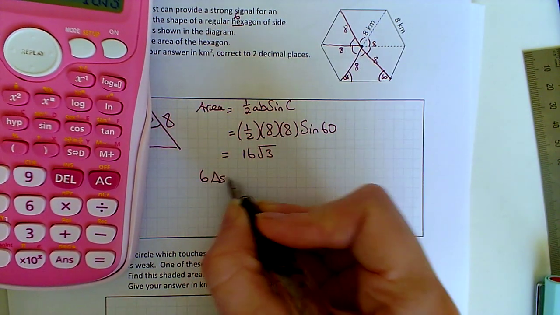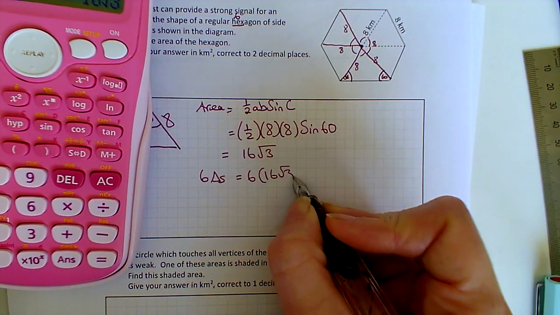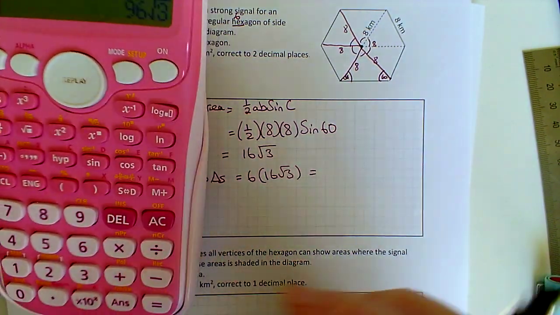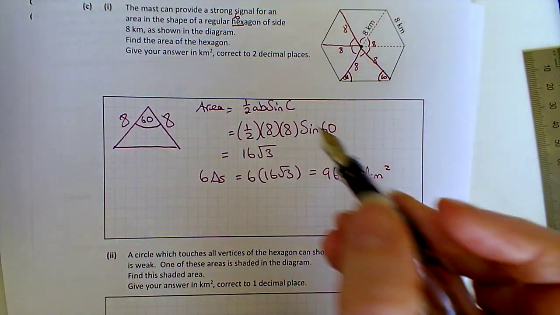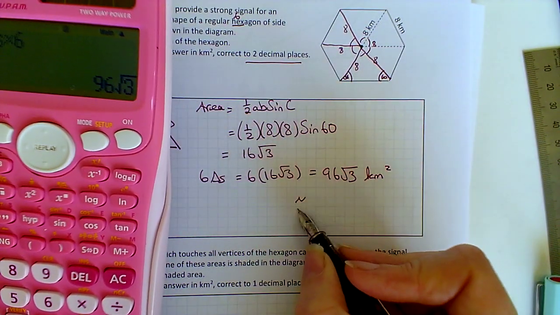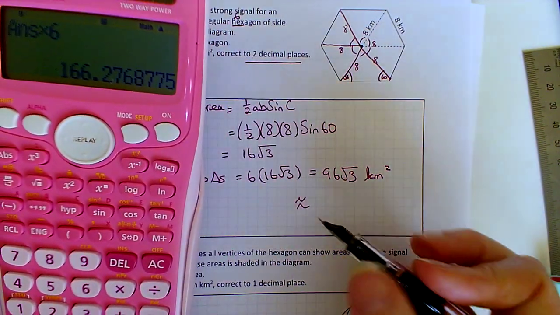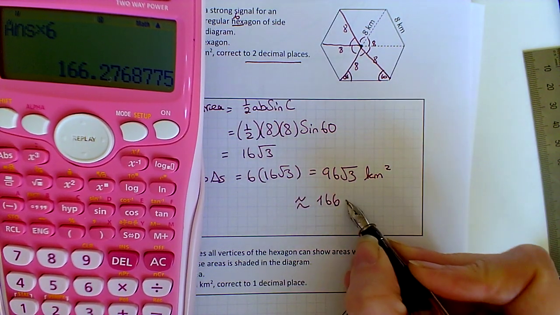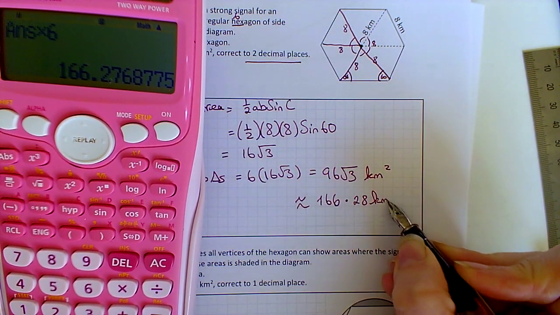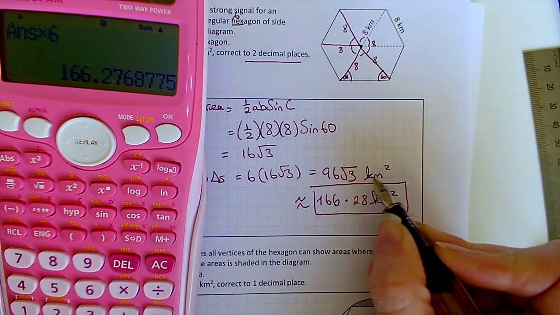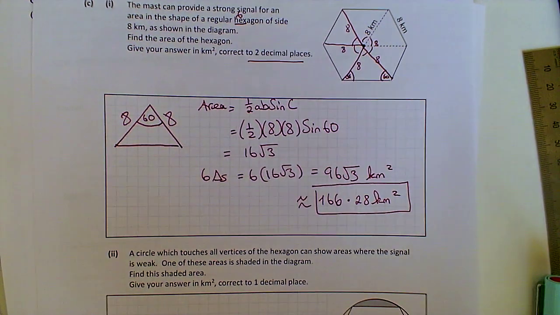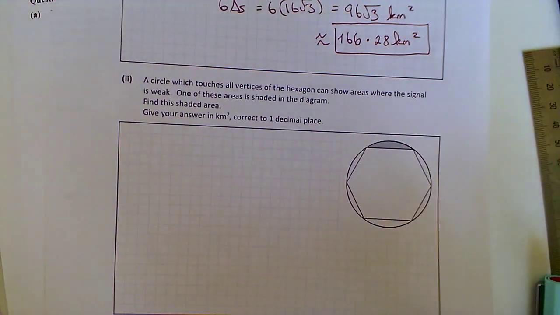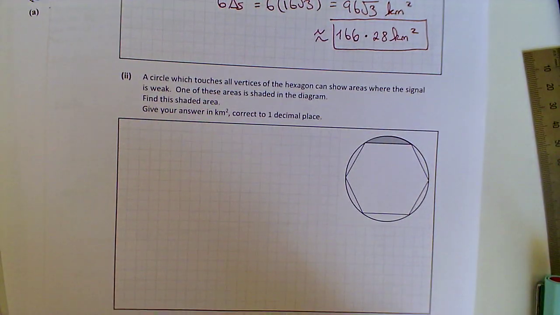So 6 triangles is 6 times that, giving us 96 root 3 kilometers squared, but they asked for it to 2 decimal places. So just press your change button. 166.28 kilometers squared for full marks. Minus 1 if you leave it like that, minus 1 if you leave out the units, minus 1 if you get your rounding wrong. Now the next part is getting into area and volume. So you can see how the different topics overlap like this sometimes.